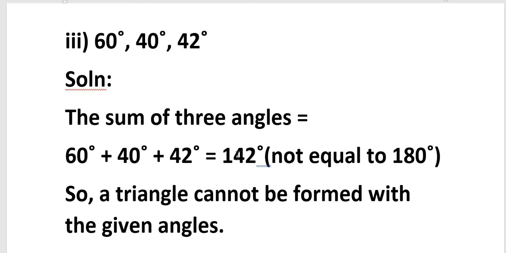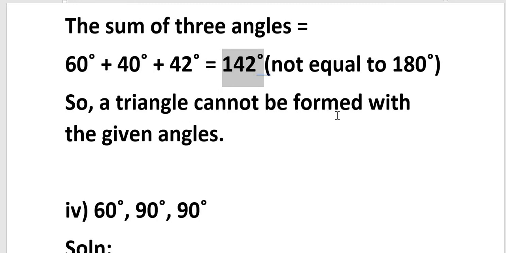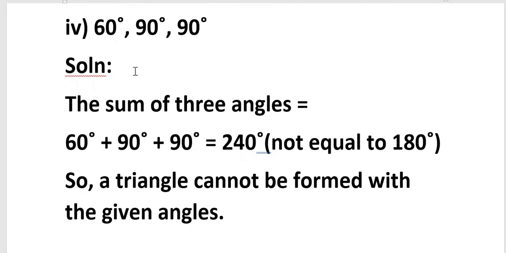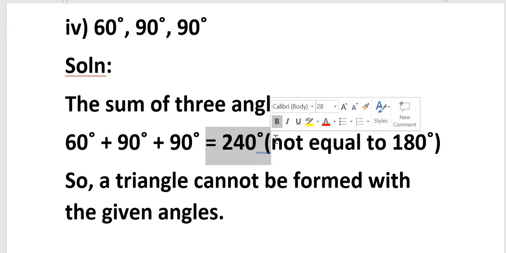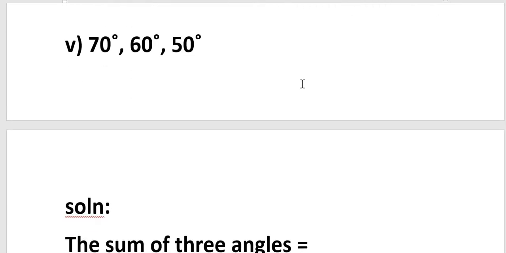The next one is 60 degree, 40 degree, 42 degree. The sum of three angles: here we got only 142 degree, which is not equal to 180 degree. So a triangle cannot be formed with the given angles. Fourth problem, 60 degree, 90 degree, 90 degree. The sum is 60 plus 90 plus 90, which is 240 degree, not equal to 180 degree. So a triangle cannot be formed.